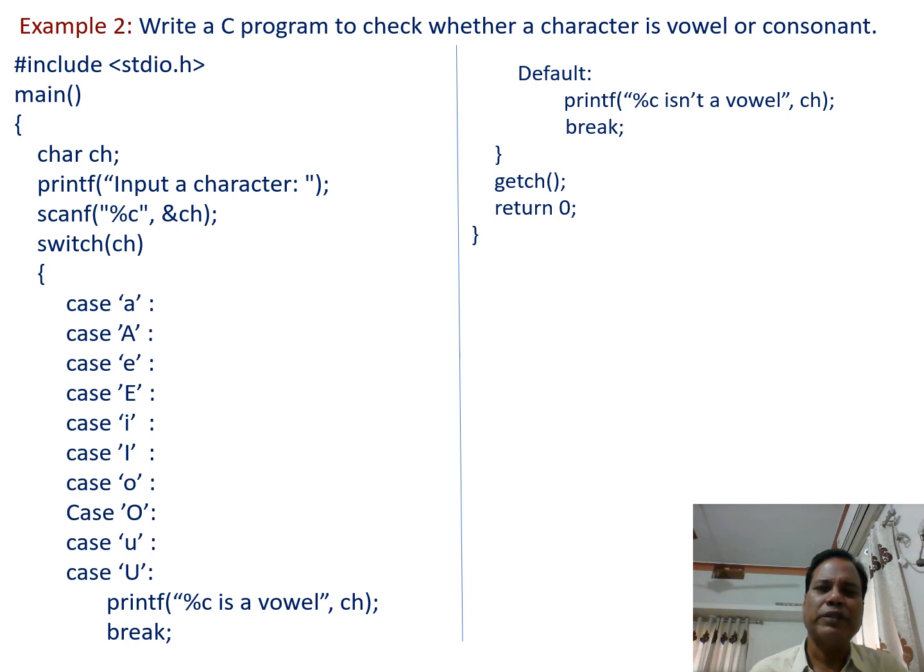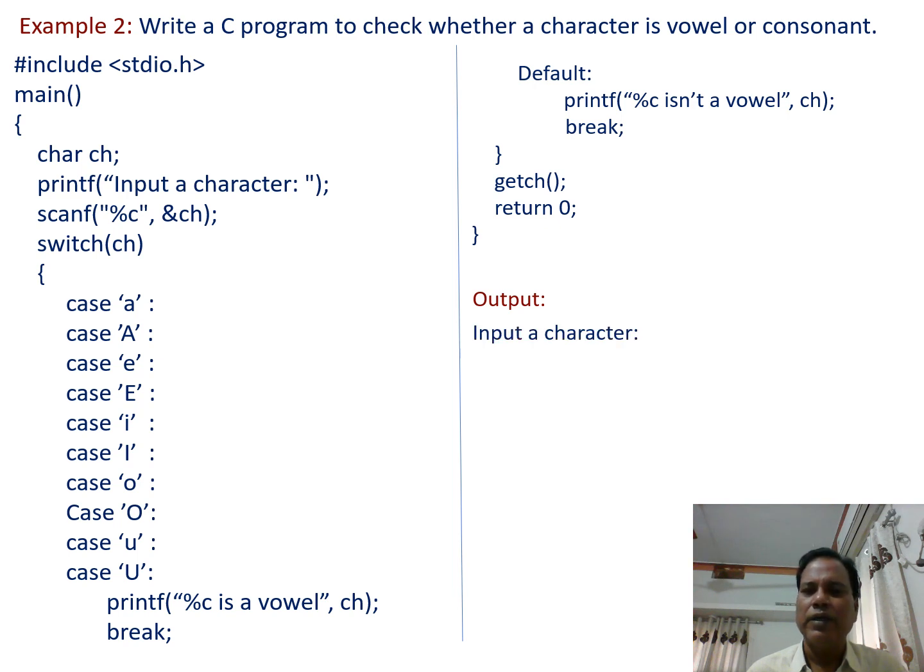So we have to test the entered character with these cases. If any case is matched, then we display that the particular character is a vowel, and then we come out of the switch statement using the break statement. If no case is matched, then by default we print the message that the particular character isn't a vowel. So when this program is run, we get the output like this.